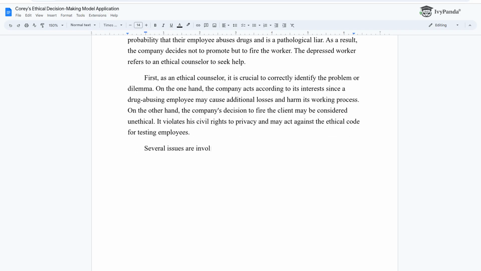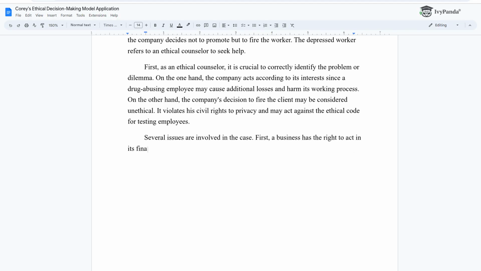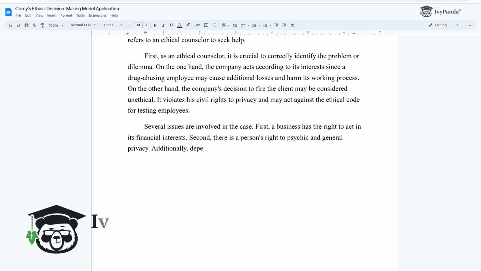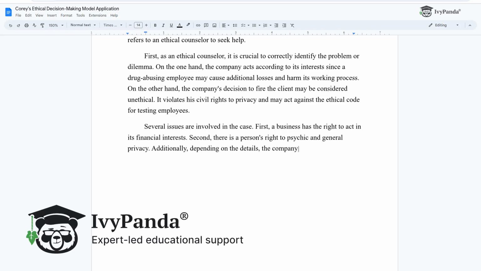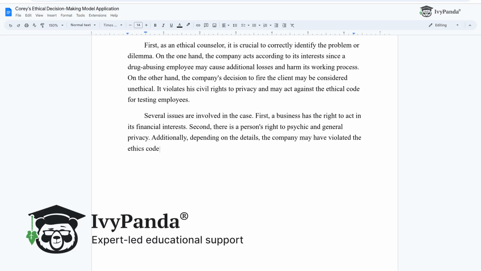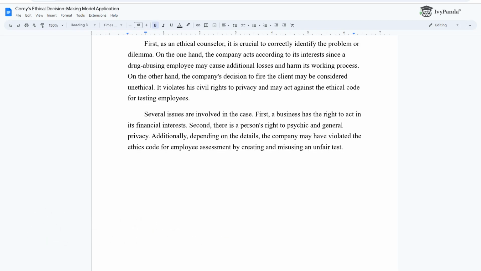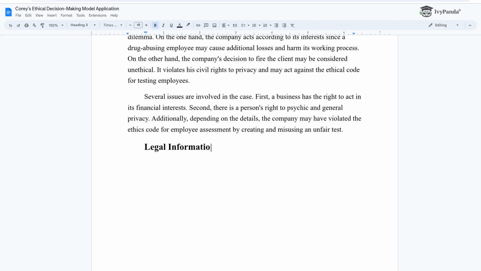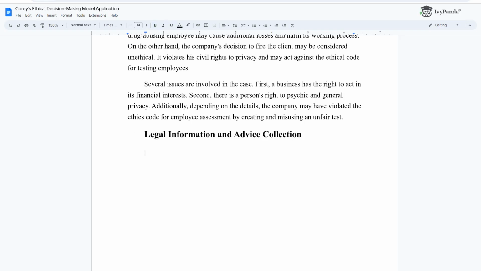Several issues are involved in the case. First, a business has the right to act in its financial interests. Second, there is a person's right to psychic and general privacy. Additionally, depending on the details, the company may have violated the ethics code for employee assessment by creating and misusing an unfair test.